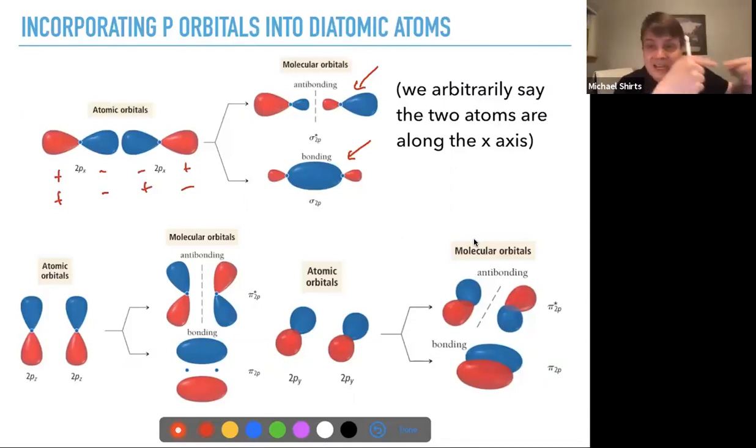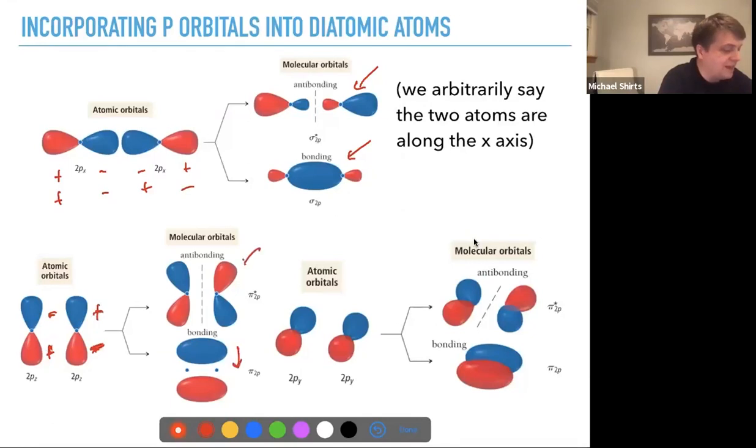And then the orbitals that are perpendicular to the line connecting the two atoms, the 2pz and the 2py, also combine to form bonding and anti-bonding orbitals. The bonding orbitals have plus, plus, and minus, minus. The anti-bonding combinations will have plus, minus, and minus, plus. So the bonding ones look like that, the anti-bonding ones look like that. These are the pi 2p and the pi star 2p orbitals. And the same with y, we just give them the same names. They're both pi 2p and pi star 2p because they're completely symmetric. They're degenerate orbitals. They have exactly the same energy.